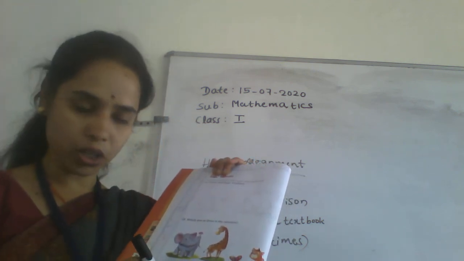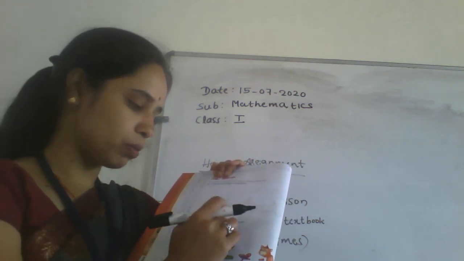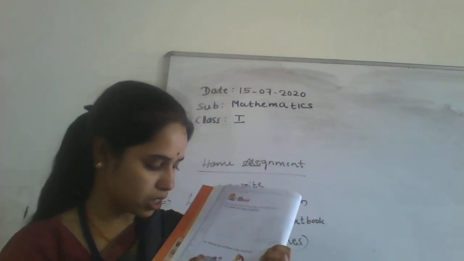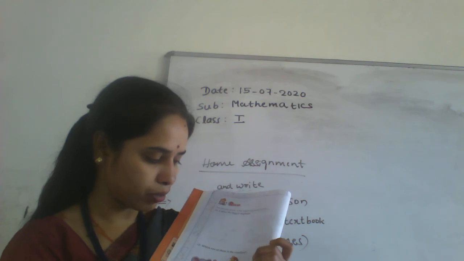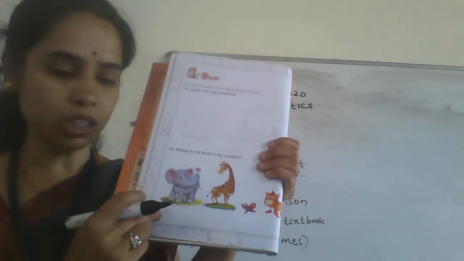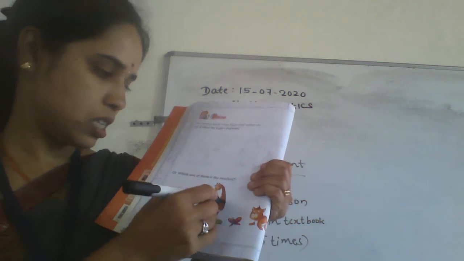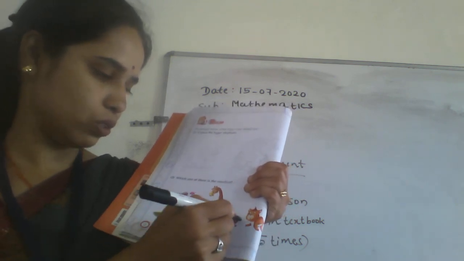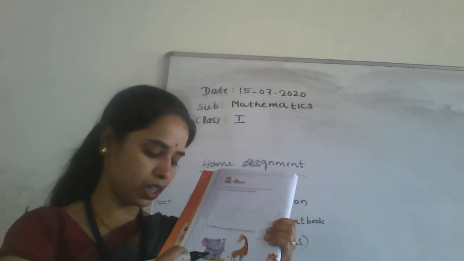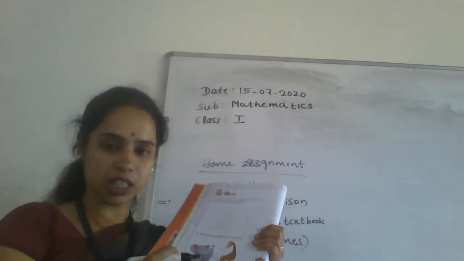Complete page number 2. Right. Second one, which one of them is the smallest? They have given here 4 animals. Right. Elephant. Next this one, giraffe, butterfly. This one is a cat. Right. Which is the smallest one? You have to circle it, right? Which is the smallest one? You have to circle it. Understood? You have to complete this page number 2 in the textbook, right?